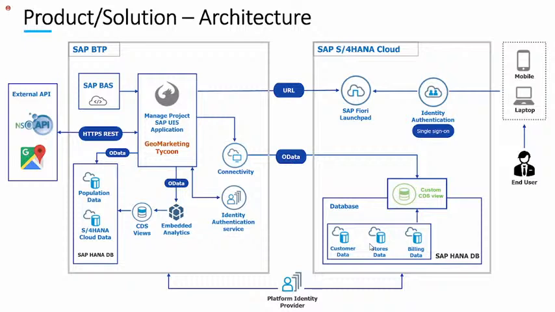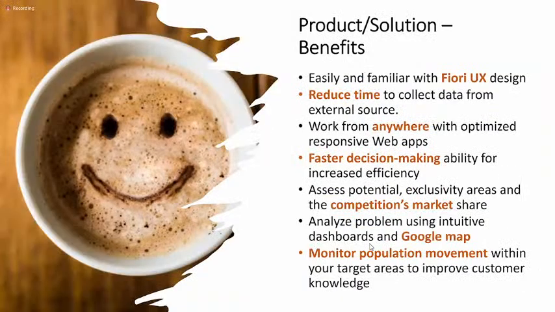We get population data from an NSO API, which is a local public API in Thailand, and use Google Map library and Place API. We also create a CDS view in BTP for analytics to show in the application. The benefit that customers will gain: easy and familiar with various UX design, faster competition market share analysis using intuitive dashboards and Google Maps, and monitoring population movement within your target area.